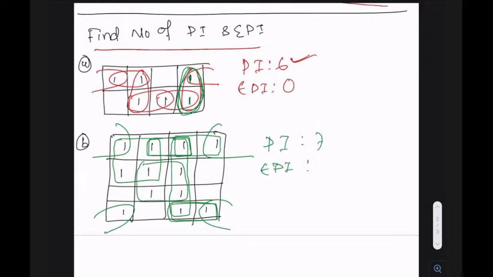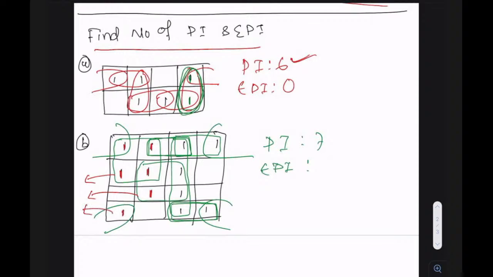And how many EPI are there if I ask you? So EPI, so now you have to check. Among all these PIs, how many groups are there which contain one min term exclusively? So I can see, so this is an EPI, right? Because this one is not covered by multiple groups. I mean, it is containing at least one min term which is not covered by multiple groups. So this one is covered by multiple groups. This one is covered by multiple. This is covered, but this is not covered by multiple group. So 1. Similarly, this one is not covered by multiple group. So 2. This one is not covered by multiple group. So 3.